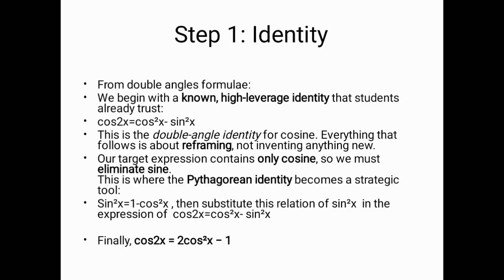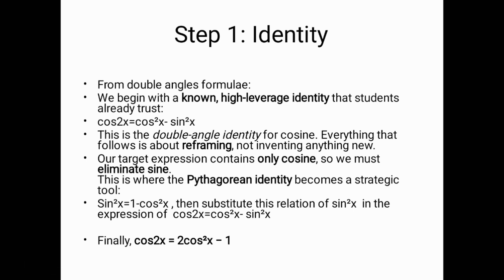Let's go to step 1, the identity. From the double angle formula, we begin with a known high-leverage identity that students already trust from the fundamental formulas. This fundamental relation is already proved, where cos 2x is equal to cos square x minus sin square x. This is the double angle identity of cosine. Everything that follows is about reframing, not inventing anything new. We are not creating something new. It is already derived from the known principle.